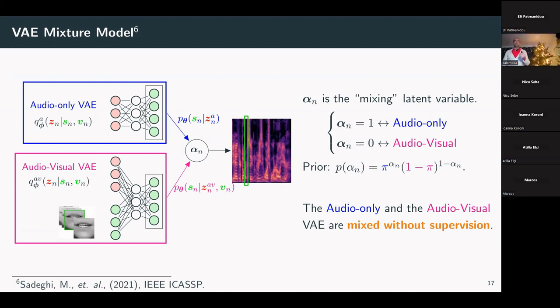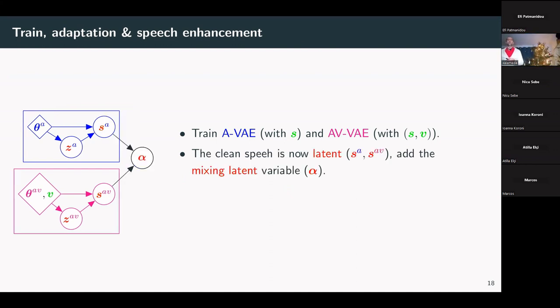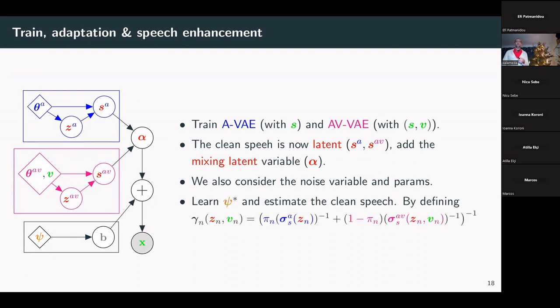So that's again one of the advantages of using this probabilistic formulation. The way we do that is that we first train the audio VAE with clean speech and the audiovisual VAE with clean audiovisual speech, right? So you have these two models. Then the two clean speech representations become latent together with the mixing variable, which is also a latent variable. This is then combined with the noise, as we have seen before, so that it provides basically the noisy speech, right? So, okay, there is a complicated algorithm to learn the parameters of the noise.